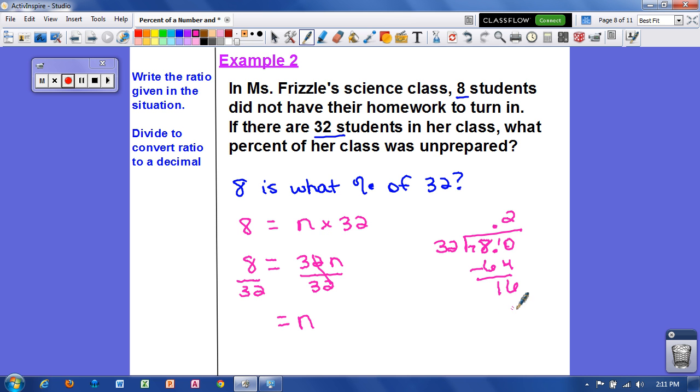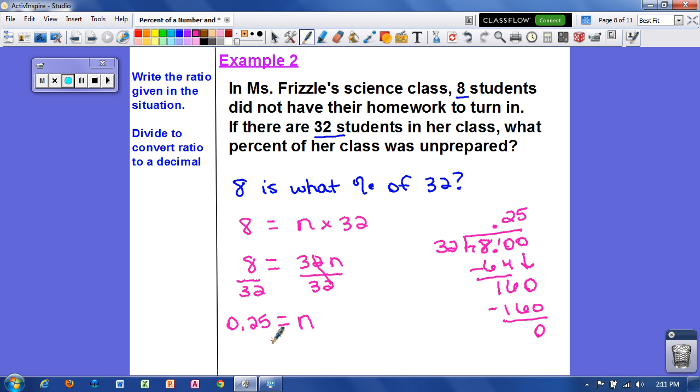All right, I get a remainder 16, so I have to add a 0. 32 can go into 160 5 times, which is 160. All right, so n equals 0.25.